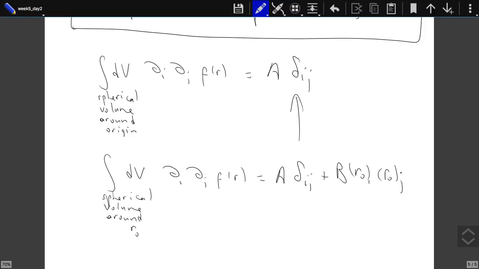But in our problem, we are looking at a sphere around the origin. There's no R0, so we are left with the only possibility, the Kronecker delta. The result of the integral can only be proportional to the Kronecker delta. And the rest is kind of the same: just multiply by Kronecker delta on both sides, so you get an equation for A, and you solve it.